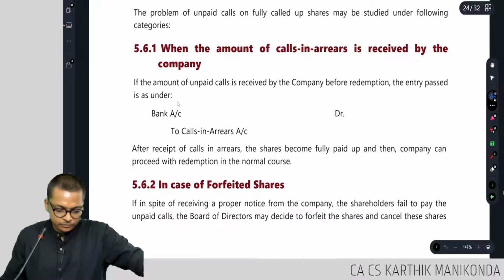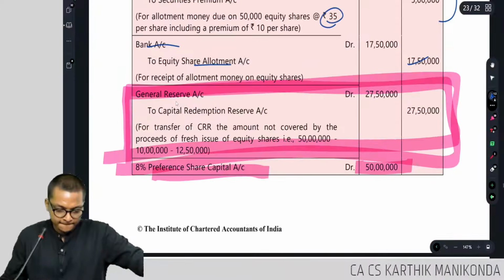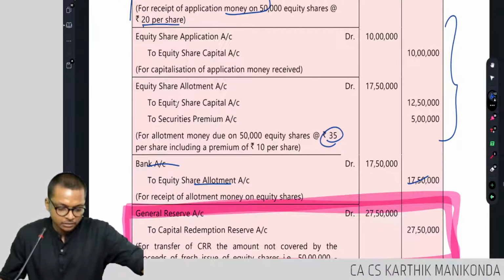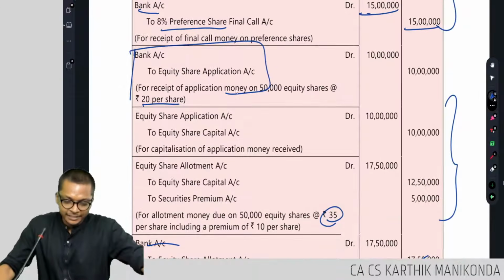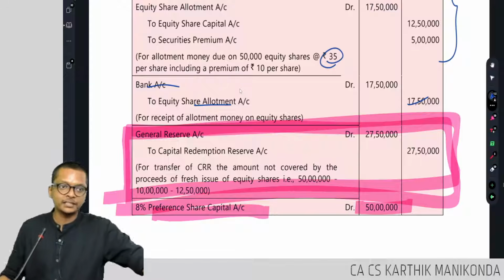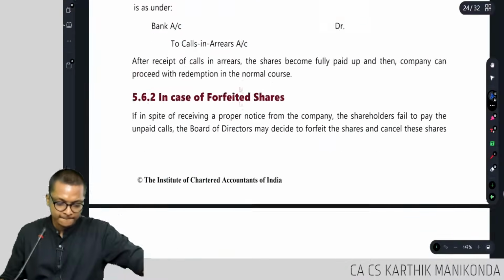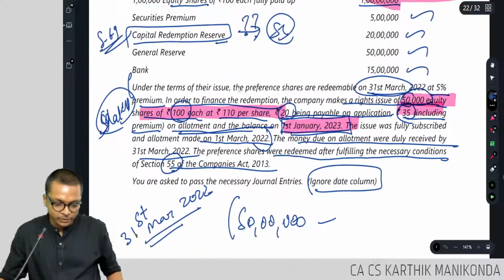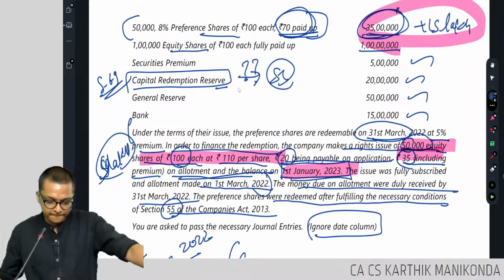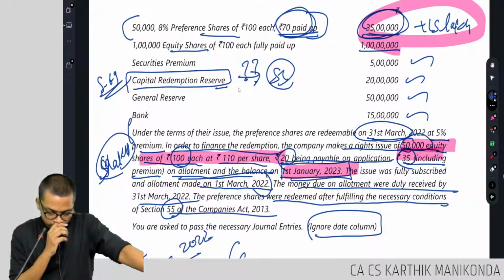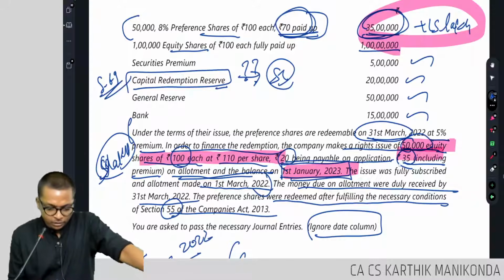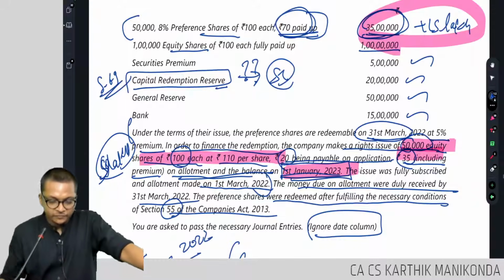He is saying, so here if you see, allotment is 35, application is 20, 55. So 45, 55 is left, correct? In this previous question, when was the final call? And the balance on 1st Jan.